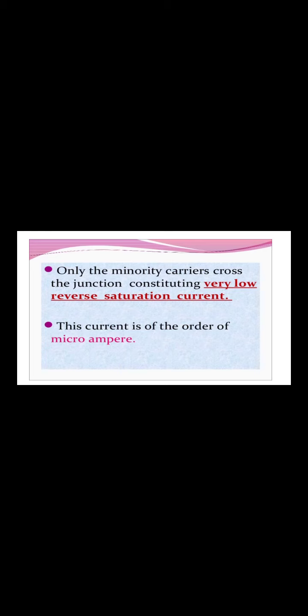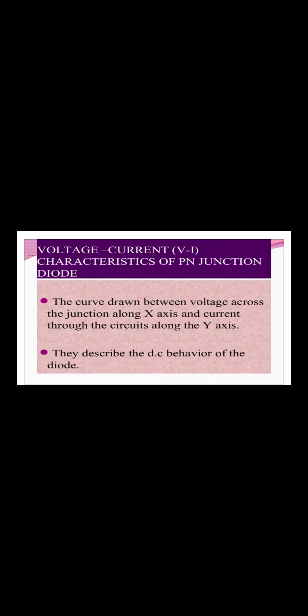Are you getting the concepts? Only minority carriers cross the junction, giving a very low reverse saturation current. At that time a negligible current flows, which is the reverse saturation current. This current is of the order of microamperes. The V-I characteristics of the semiconductor PN junction diode are shown here.